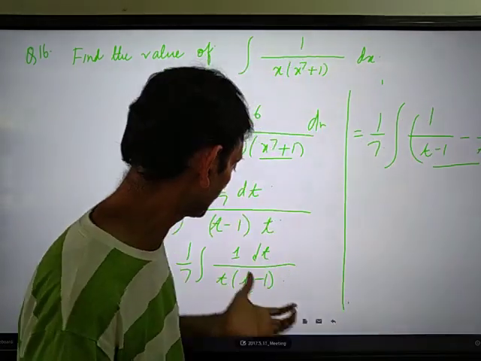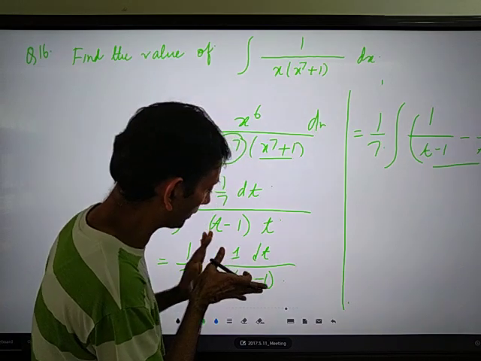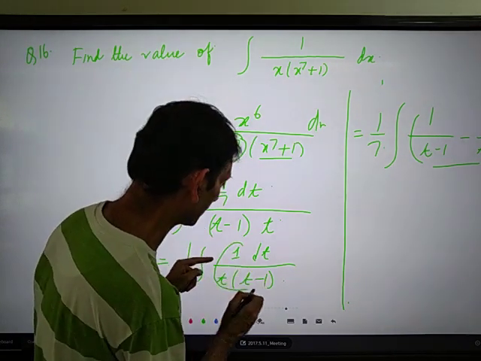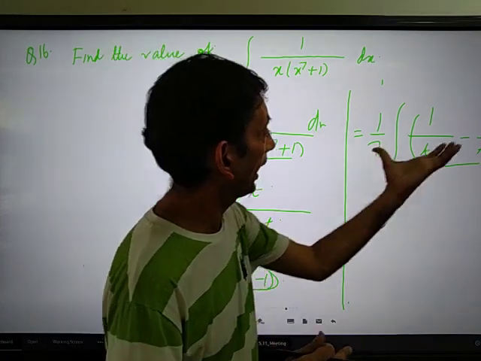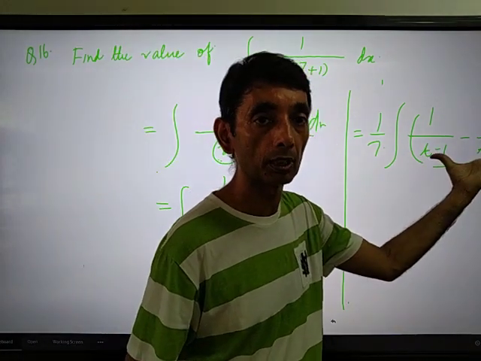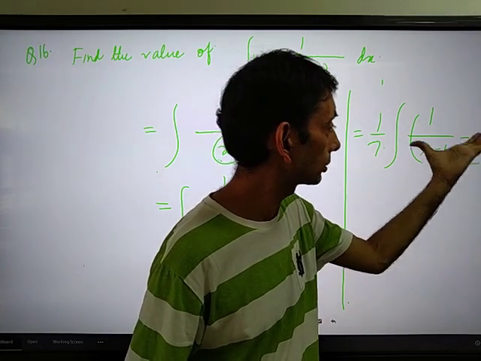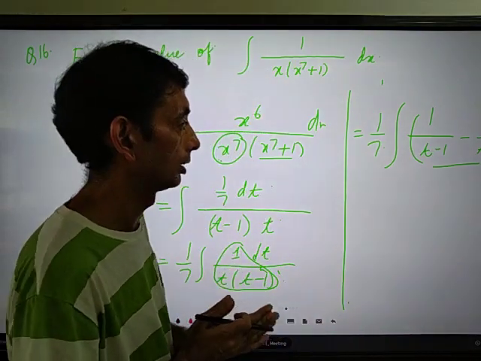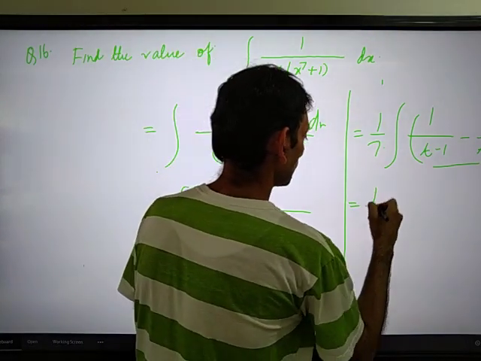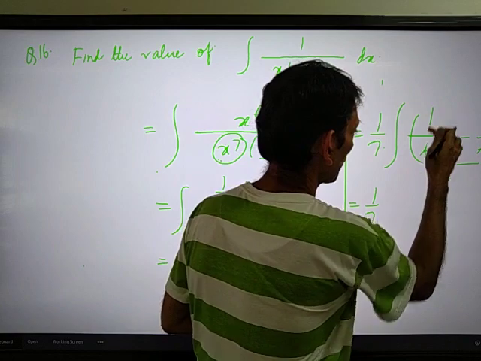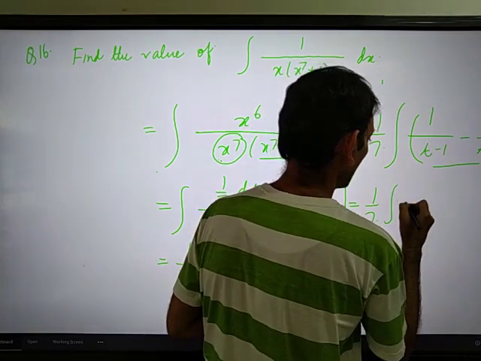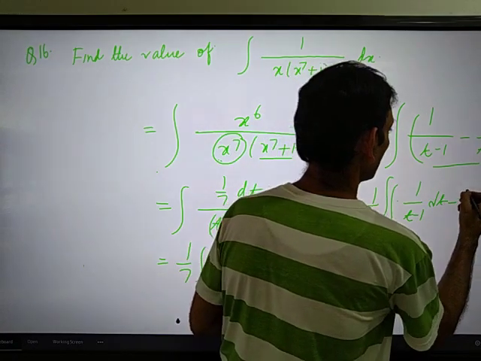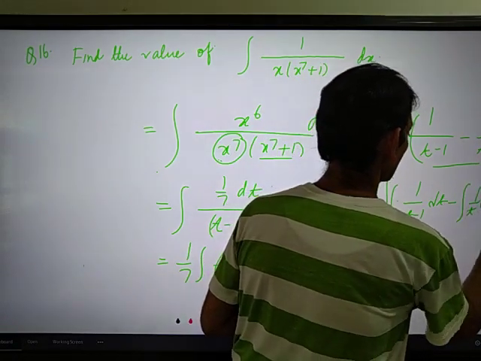Now at this point you can integrate these functions. The moment you express this rational function as a difference of two simple rational functions, these functions are easily integrable. So how to integrate this? 1 by 7 times the integral of 1 by t minus 1 dt, then one more step, minus the integral of 1 by t dt.